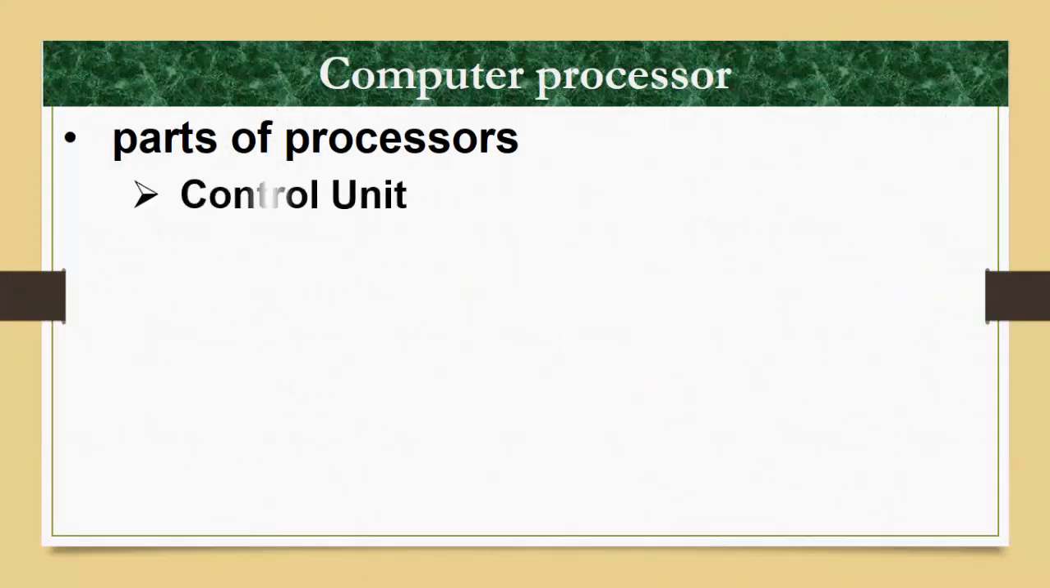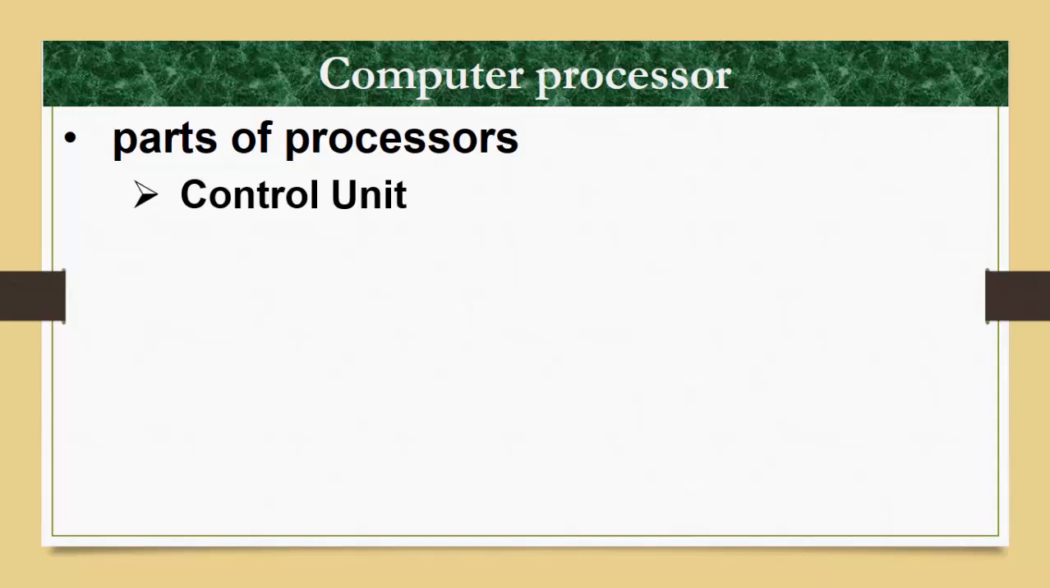The next one, students, is the control unit. This unit controls the operations of all parts of the computer, but does not carry out any actual data processing operations. It just controls the operations. At the risk of being obvious, the control unit controls the functions of the CPU.